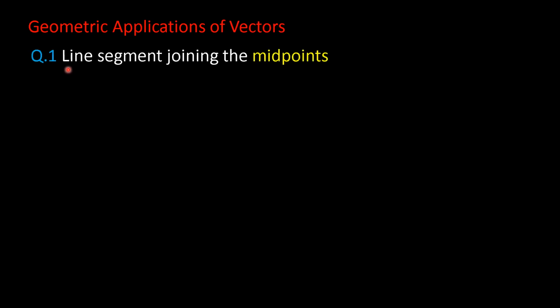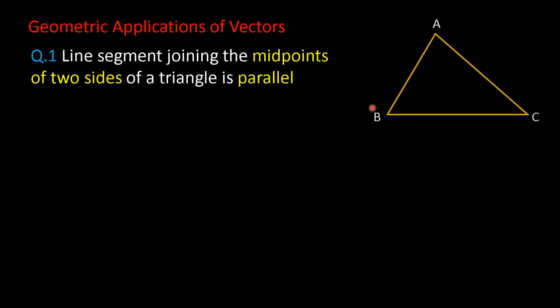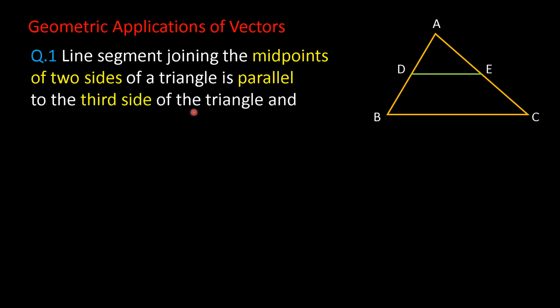In this video, we will solve problems on geometric applications of vectors. In the first question, we have the line segment joining the midpoints of two sides of a triangle. We have this triangle ABC and DE is the line segment joining the midpoints of the two sides AB and AC. We have to show that line segment DE is parallel to the third side of the triangle, which is side BC, and it is half the third side. That is, DE is half side BC.